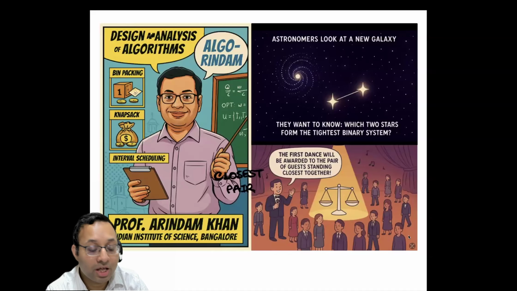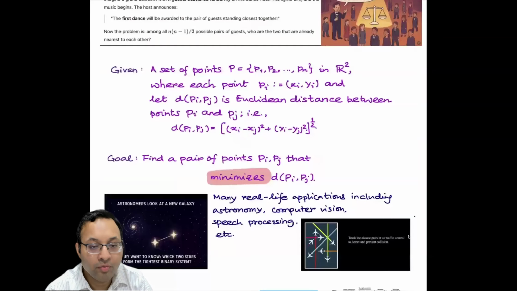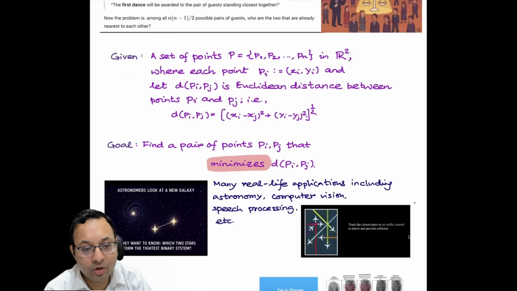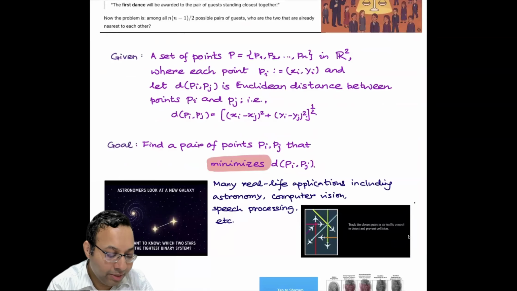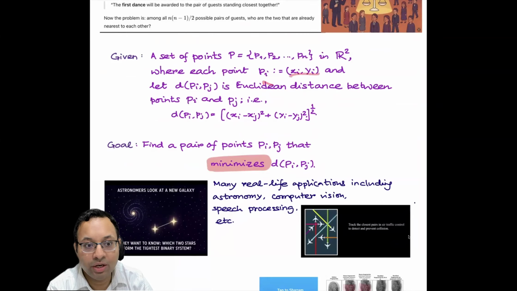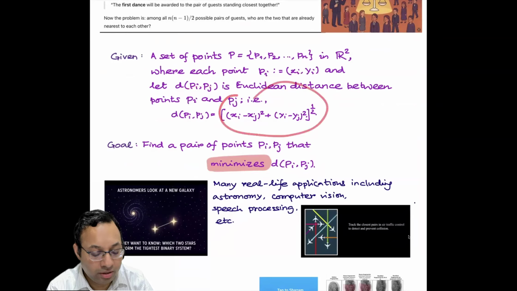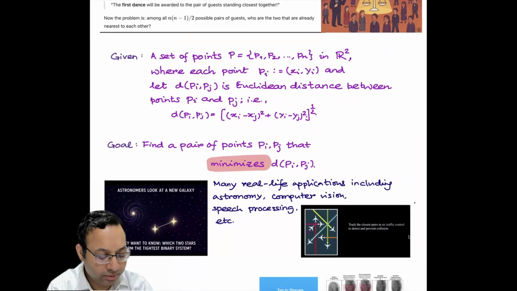Welcome everyone to the last part of the closest pair problem. In the first two parts, we first talked about the definition of the problem. So let's quickly go over it. We're given n points p1 to pn. Each point pi is (xi, yi), where the x coordinate is xi and the y coordinate is yi. The distance between two points pi, pj is just the square root of the sum of squares of the differences between the coordinates, the usual Euclidean distance. And our goal is to find a pair of points pi, pj that minimizes d(pi, pj).